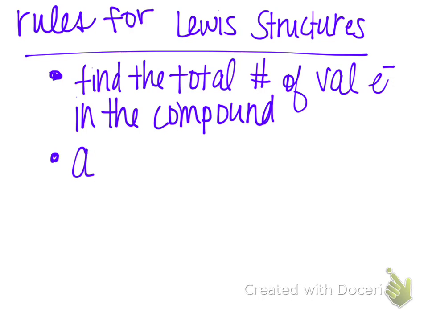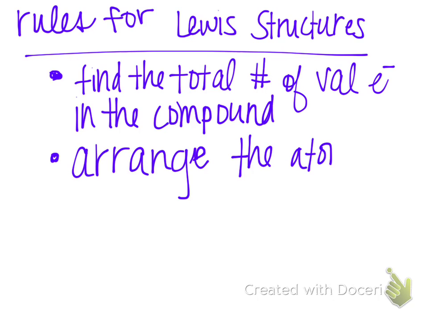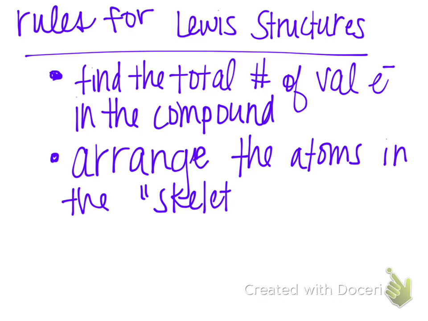Number 2, you're going to arrange the atoms in what we call the skeleton. All the skeleton means is that it's the elements themselves without bonds and without lone pairs. So it's just the elements put in the right spot. No bonds yet, no lone pairs. You're just putting in what you think might be the right position. So that's the skeleton.